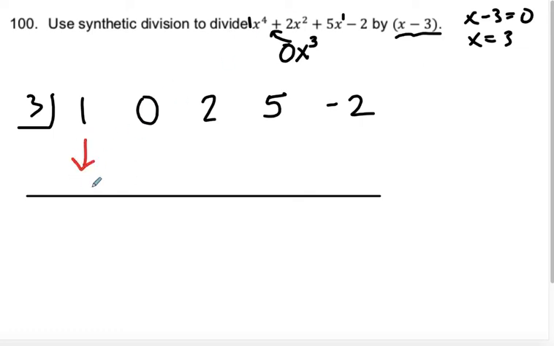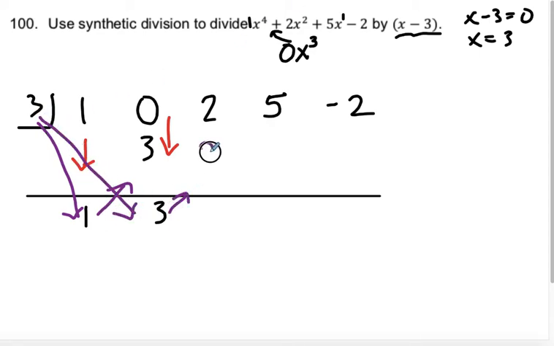So bring down the first term, which is 1. Multiply this box by that number, which you get 1 times 3 is 3. And then add 0 plus 3 is 3. And then multiply. 3 times 3 is 9. And then add 2 plus 9 is 11. 3 times 11 is 33. And then add 5 plus 33 is 38.